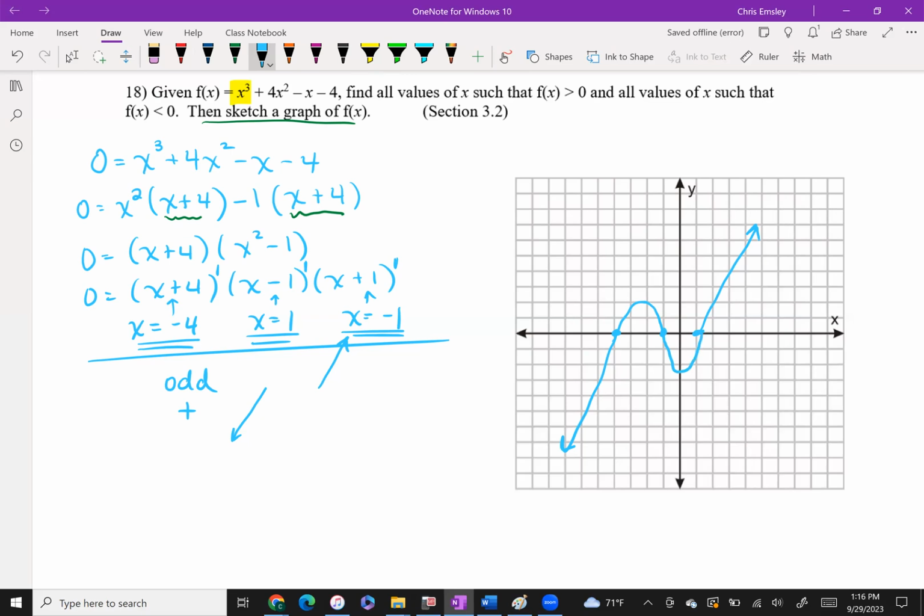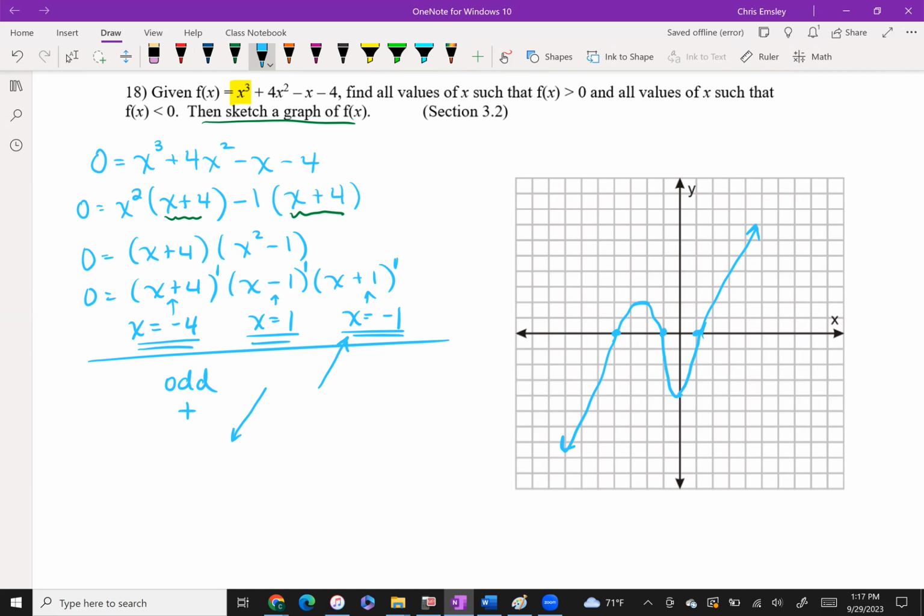This is just a rough sketch. If I were to draw this more precisely, I would have gotten that the y-intercept is actually negative 4. So we would go all the way down to that point. I don't really know how high this bump in the middle is going. These are just rough sketches, not precise graphs. So you just want to get an idea of what's going on.